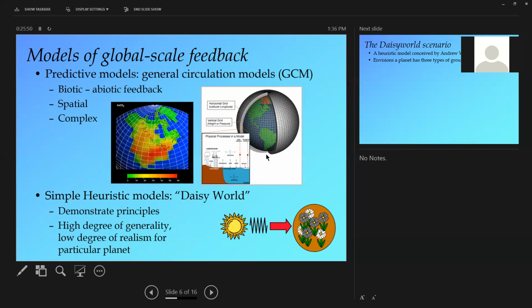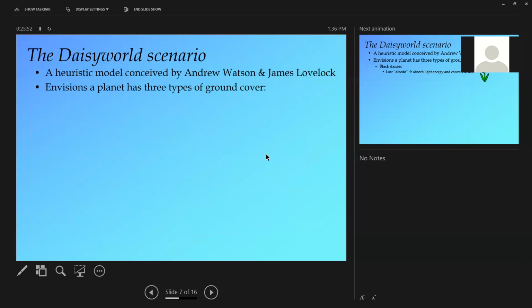So let me go ahead and talk a little bit about DaisyWorld and describe this world to you. It's a heuristic model. It's not designed to model a particular world, since DaisyWorld doesn't exist. It's designed to teach people about biotic regulation. And what you have to do for this model is envision a world that has only 3 kinds of ground cover in it. And here's the way that works.